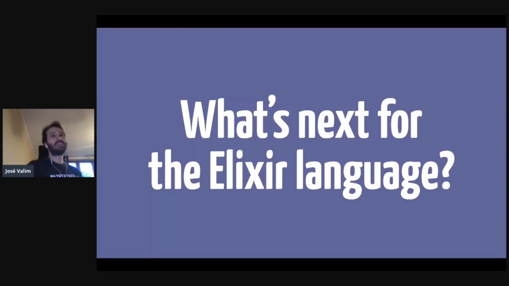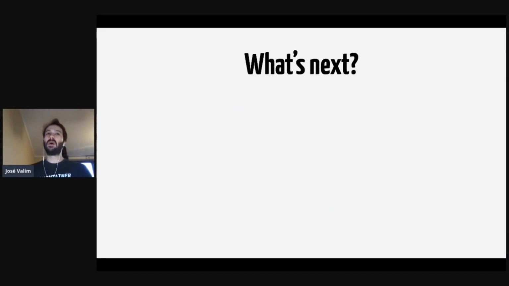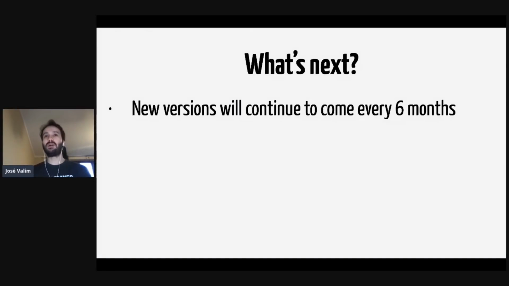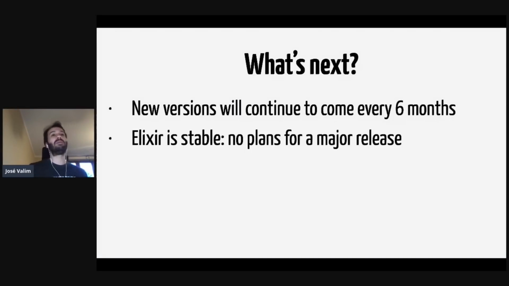And I want to take the next 5 minutes to talk about what is next for the Elixir language. And if you've seen me give a talk in the last 2 years, this is going to be exactly the same stuff, right? Nothing has changed, right? So what is next for Elixir? New versions will continue to come every 6 months, right? Elixir is stable, no plans for a major release. So those 6 months, again, are all improvements like we just saw in this presentation. We are continuing to improve what we can, things that people bring up and so on.